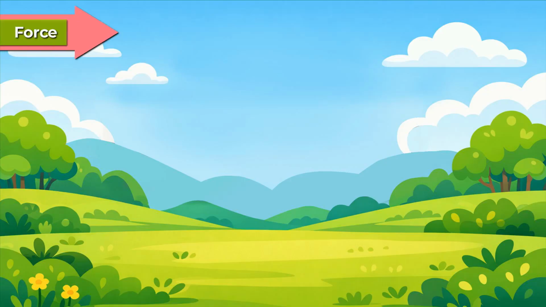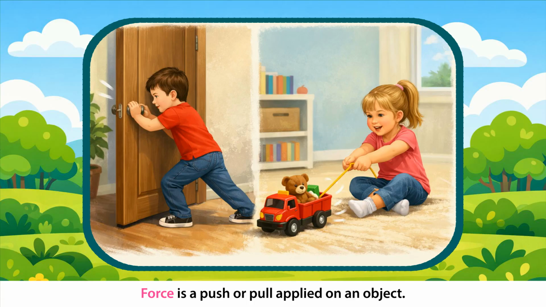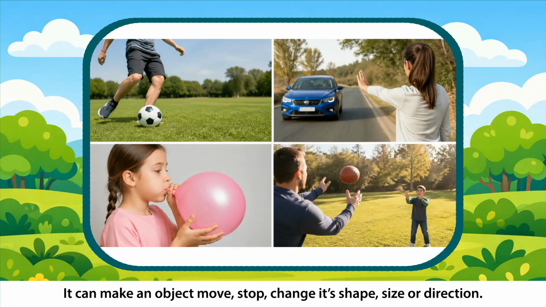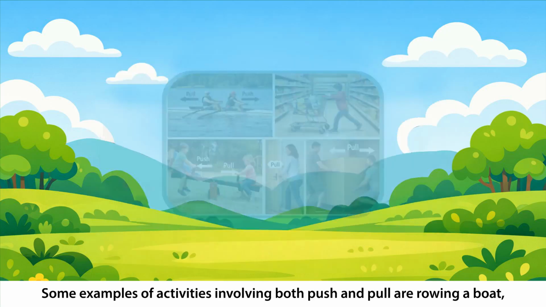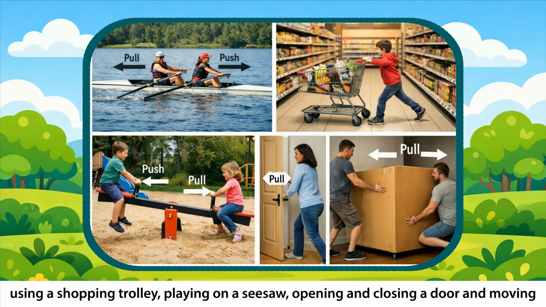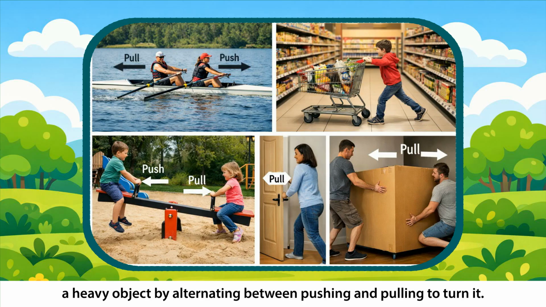Force and friction. Force. Force is a push or pull applied on an object. We use force in our daily life, such as pushing a door or pulling a toy towards us. It can make an object move, stop, change its shape, size, or direction. Some examples of activities involving both push and pull are rowing a boat, using a shopping trolley, playing on a seesaw, opening and closing a door, and moving a heavy object by alternating between pushing and pulling to turn it.